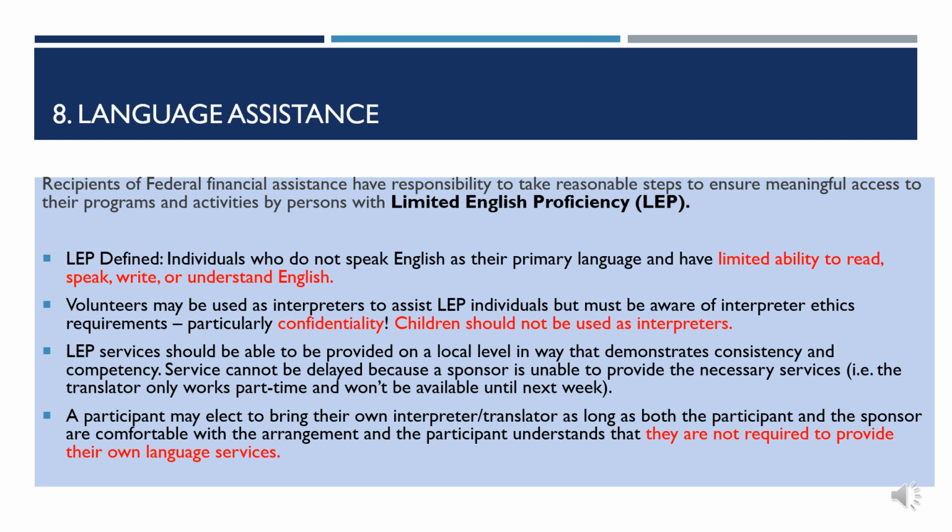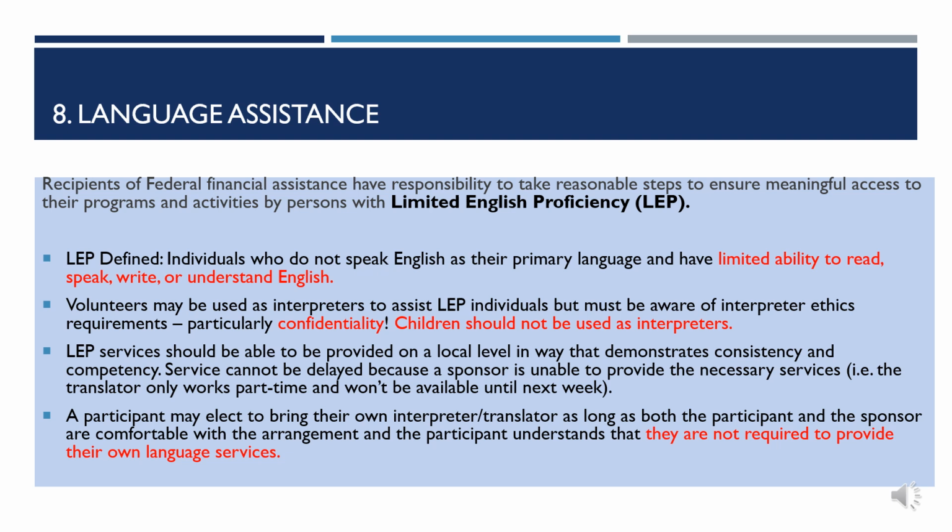The 8th element of civil rights training is language assistance. Recipients of federal funding have the responsibility to take reasonable steps to ensure meaningful access to their programs and activities by persons with LEP or limited English proficiency, also defined as individuals who do not speak English as their primary language and have limited ability to read, write, speak, or understand English.